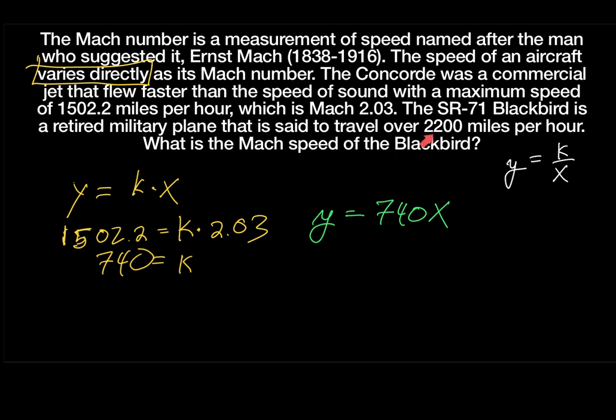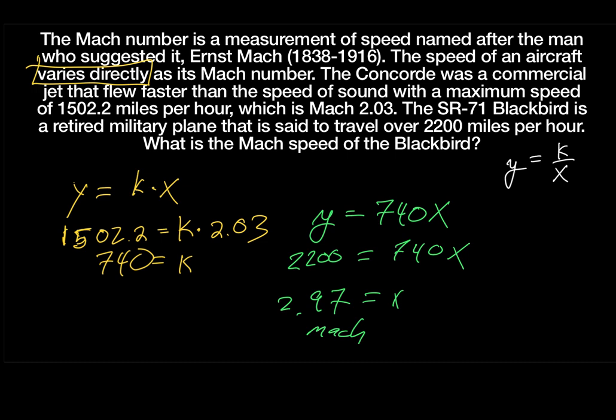Anyways, it's said to travel 2,200 miles per hour. Miles per hour was the y, so 2,200 equals 740x. So to solve for x, you divide 2,200 by 740. X equals 2.97 Mach. That is 2.97 times the speed of sound, almost 3 times the speed of sound.